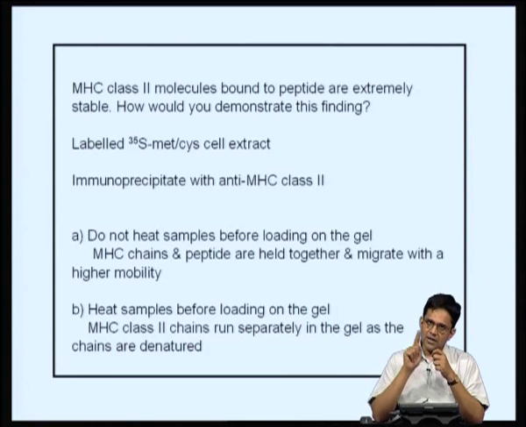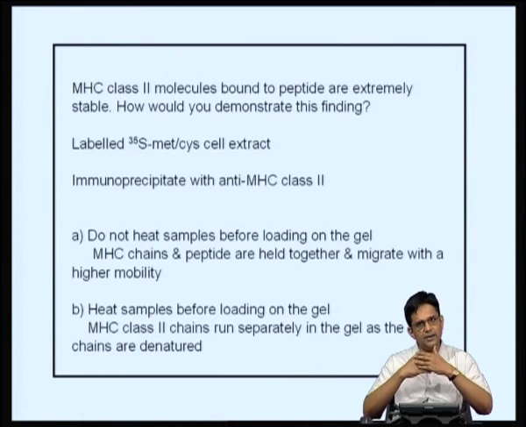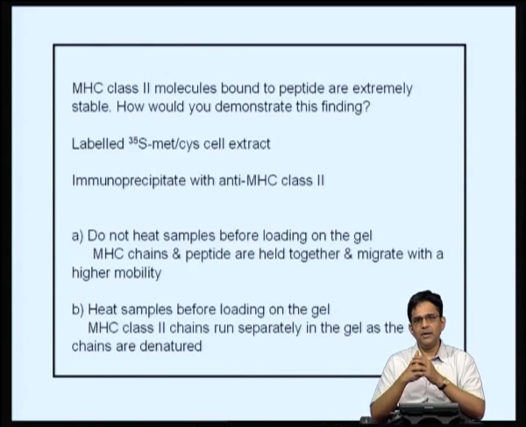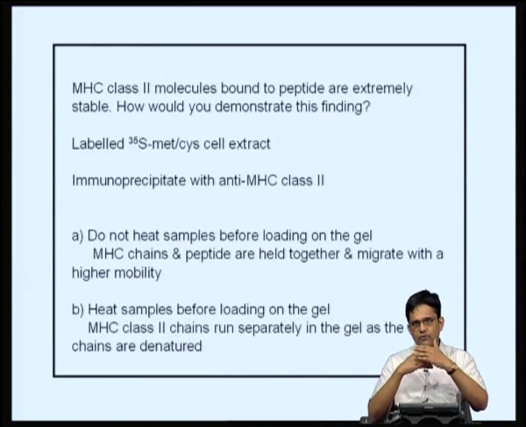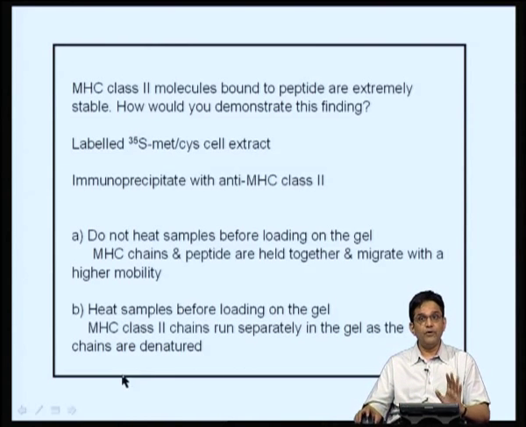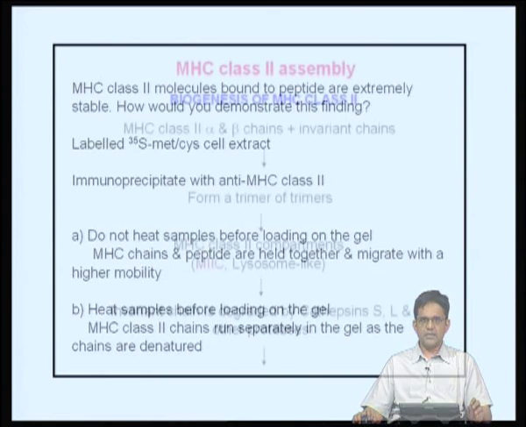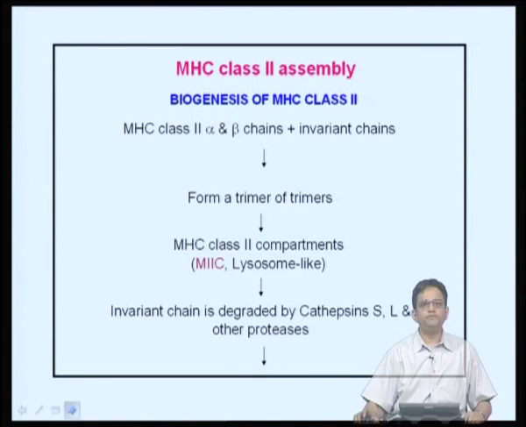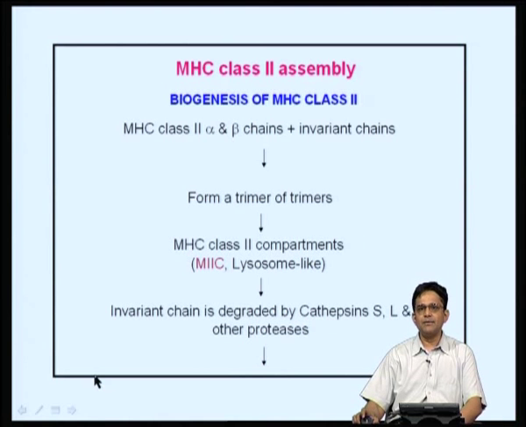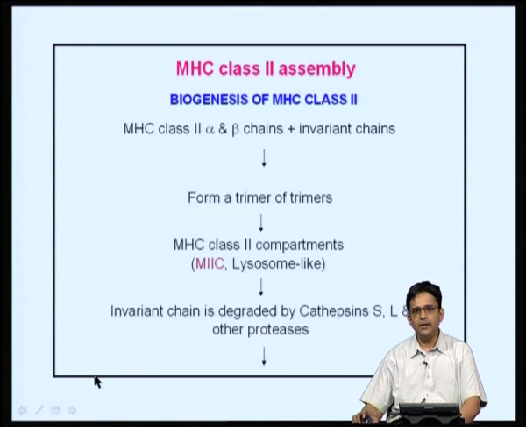And in fact, if you transfect this cell with some of these assembly factors, then you find that yes, you have regained the ability of MHC class 2 molecules to associate with peptides and migrate as a complex. Very important experiments, and that is why I initiated this part of the talk with the pulse-chase experiments. So, we will discuss MHC class 2 assembly.